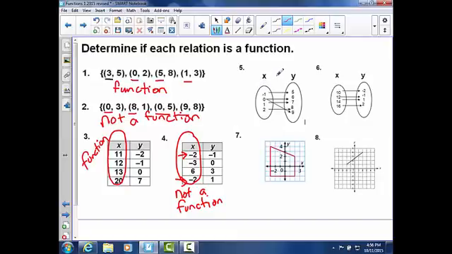Okay, the bubble's a little different because the bubble writing or mapping, we don't repeat x's, but if you'll look right here, this 0 has 2 lines coming off of it. That's telling us that that 0 got used twice, so this would not be a function. Okay. And then we look here, and each x just has 1 line coming off of it, right? So this one is a function.